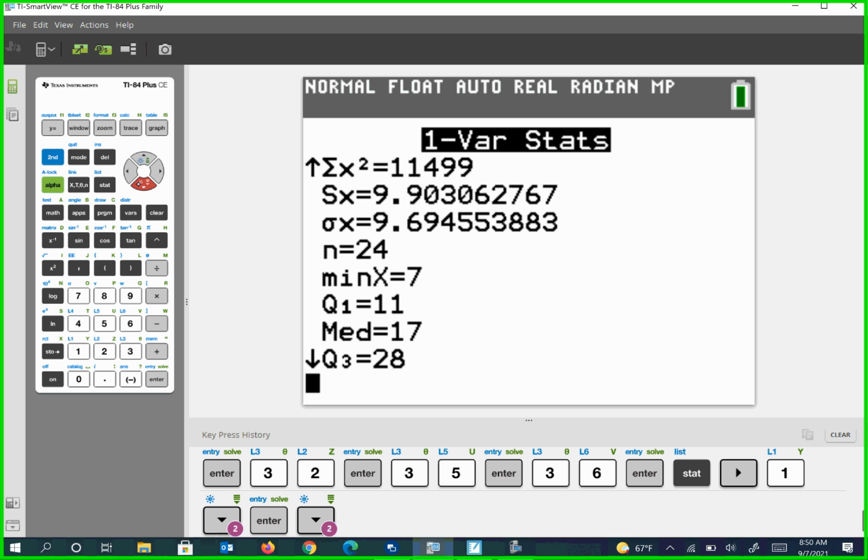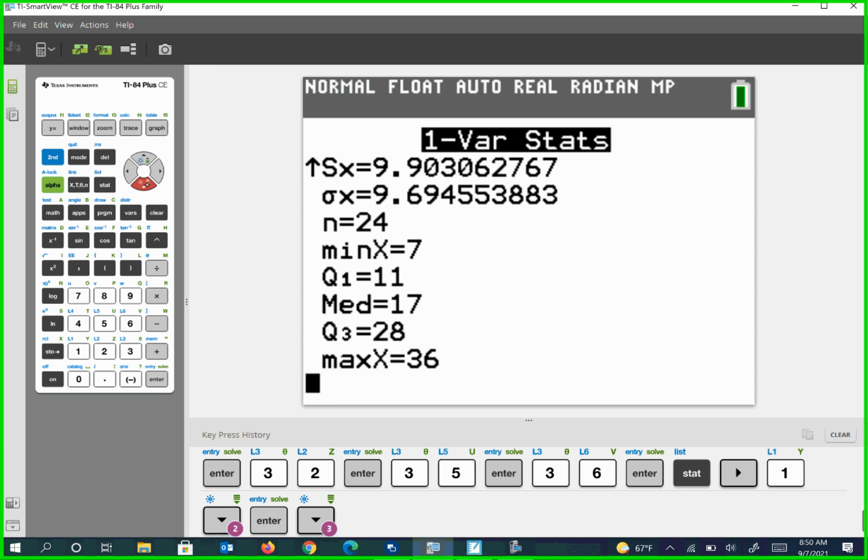Q3 is 28. Okay? So between Q1, this means that 25% of our scores were below an 11. Q3, this means 25% of our scores are above 28. Between Q1 and Q3, 50% of our scores exist, including our median. Our maximum score is a 36. And that's all the information. So did somebody write that down? Please tell me if someone did. You got it? Okay.